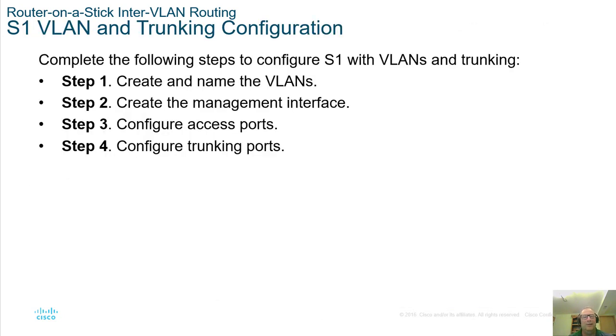They give you the idea of the 4 steps here: create and name the VLANs. We learned how to do that in module 3. Management interface, module 3. Access ports, module 3. Config trunking ports, module 3. Just the router stuff is new really here, is really what it gets down to.